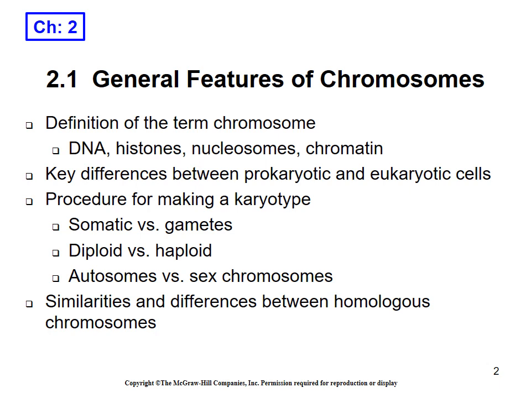So we're going to take a look at terms such as chromosomes, DNA, histones, nucleosomes, and chromatin. We're going to take a look at some of the differences between prokaryotic and eukaryotic cells. I'm going to show you a karyotype, which you're going to frequently see in different chapters in our course. And obviously, what is the difference between a somatic cell and a gamete? And what does it mean when you say something is diploid versus haploid, autosome versus sex chromosomes? And then I'll also be showing you homologous chromosomes.